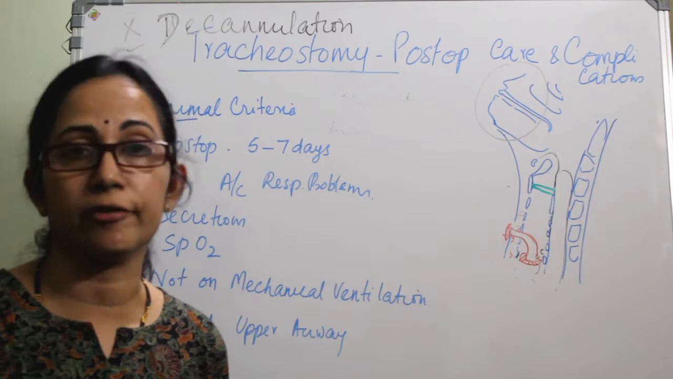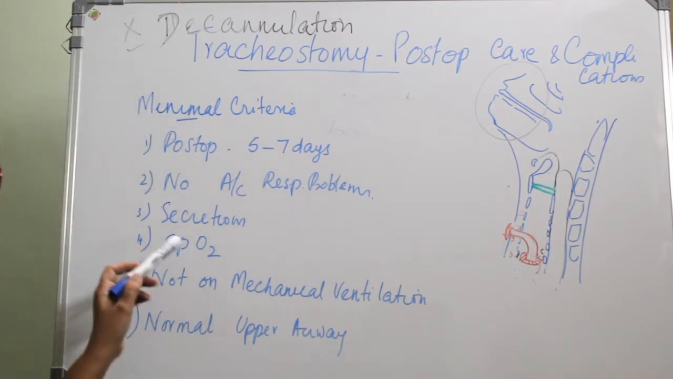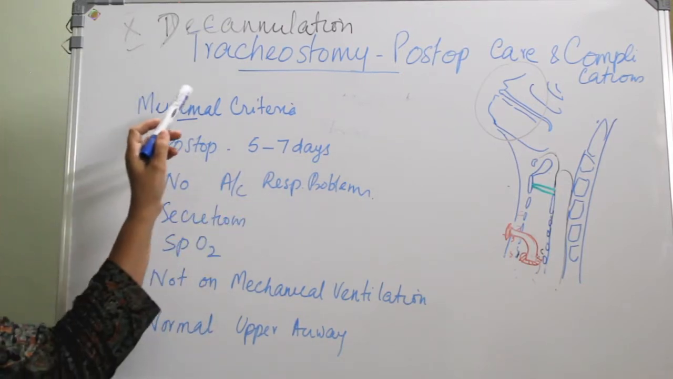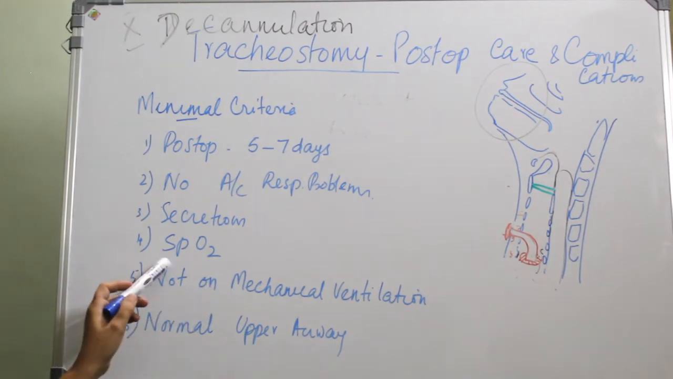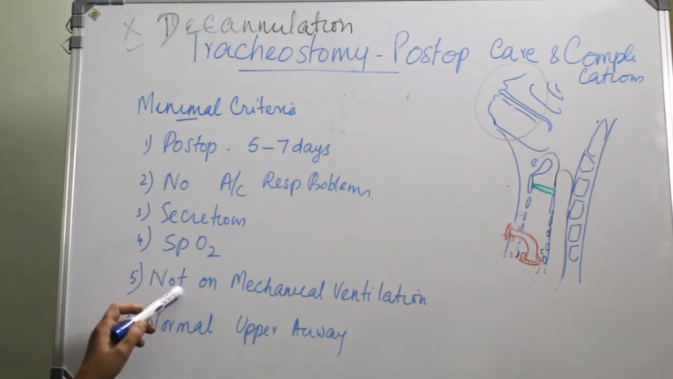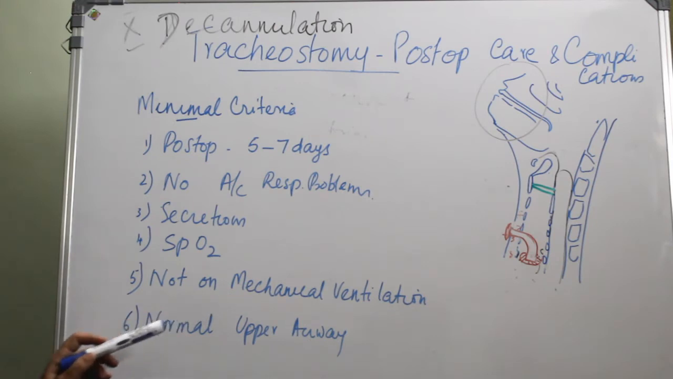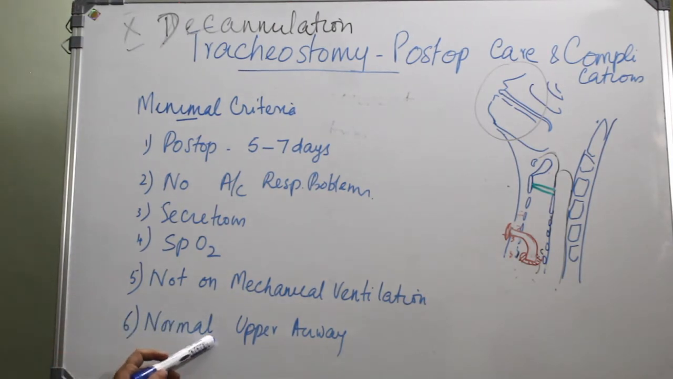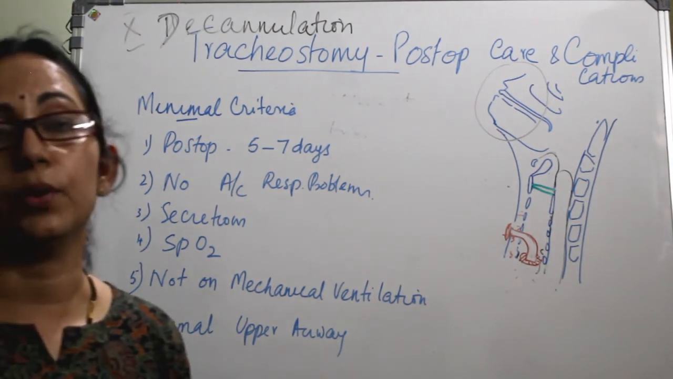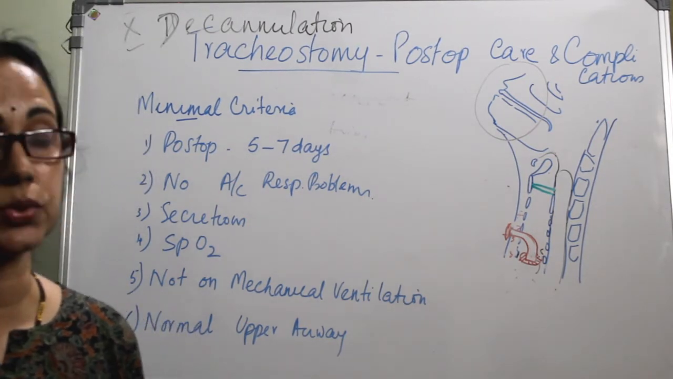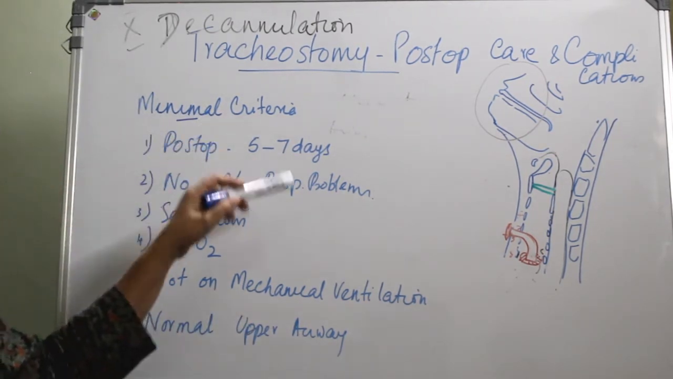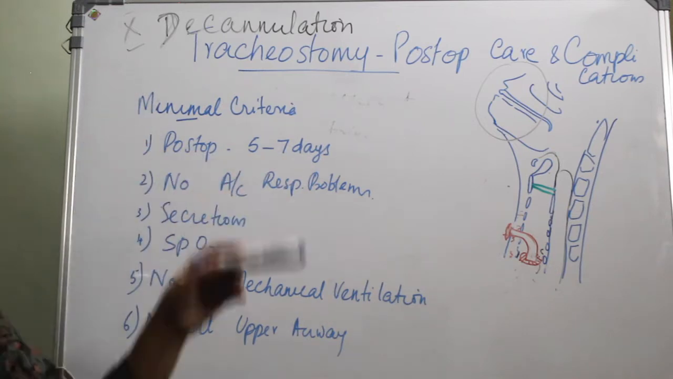And also if the patient has got a strong cough reflex, then we can go for decannulation, with adequate SpO2, and the patient not on mechanical ventilation, and a normal upper airway. There should not be any anatomical abnormalities or limitations of the upper airway. If all these are met, we can plan for removal of the tube.